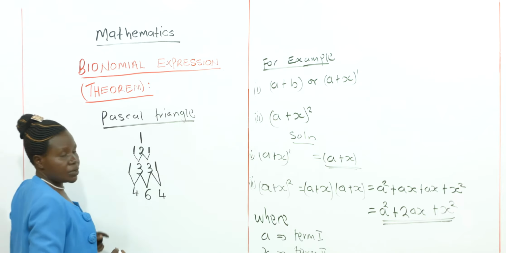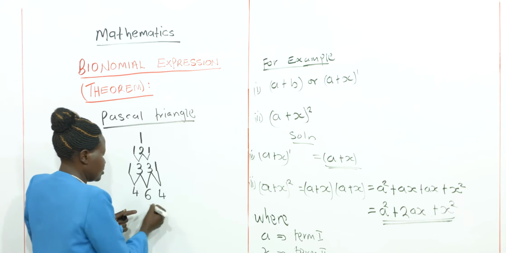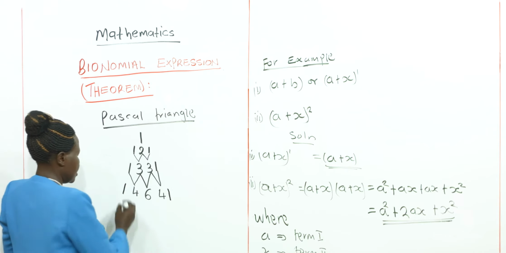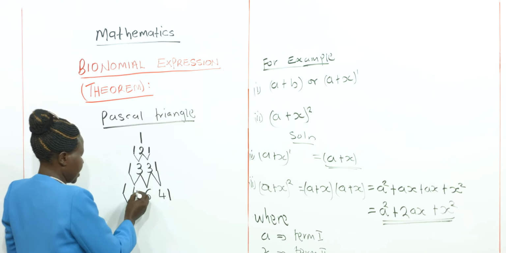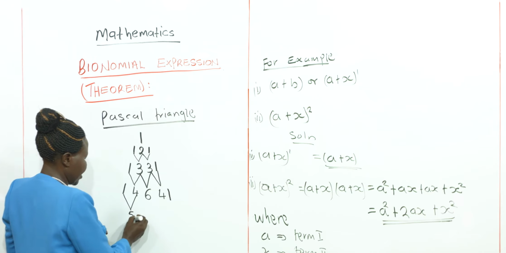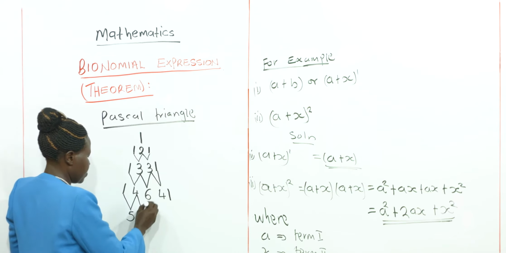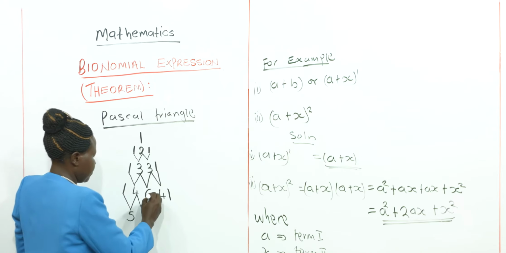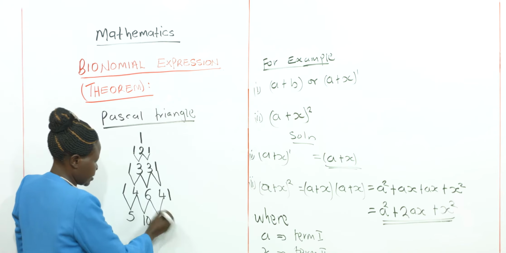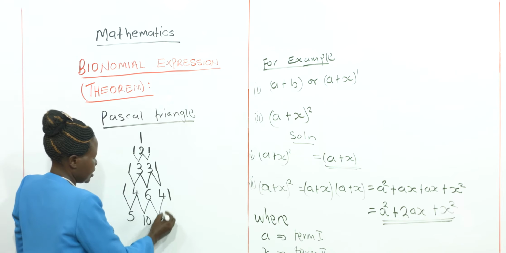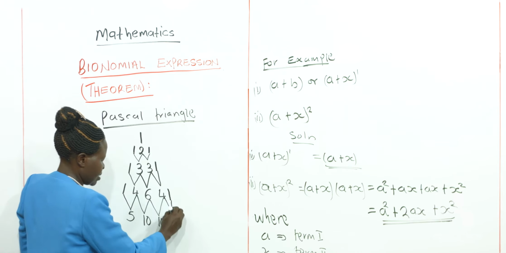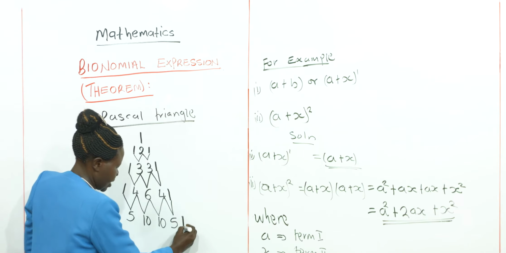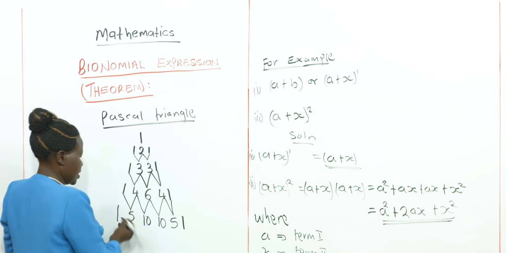And then you continue in the same manner. When you finish the addition, you add 1 on your right hand and 1 on your left hand. Then you begin: 1 plus 4, I get 5. And then 4 plus 6, I get 10. And then 6 plus 4, I get 10. And then 4 plus 1, I get 5. So from here you also add 1 on the right and 1 on the left.